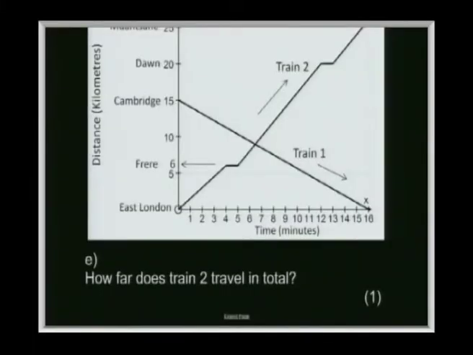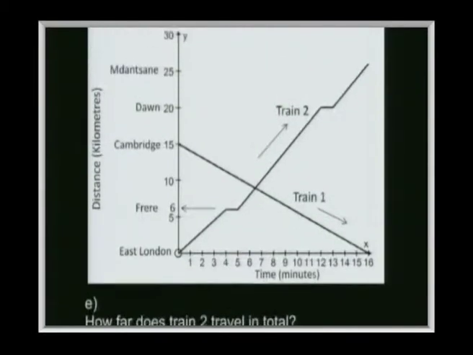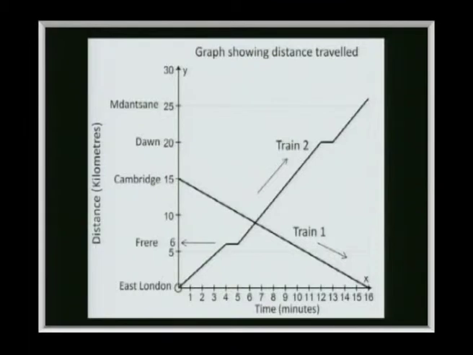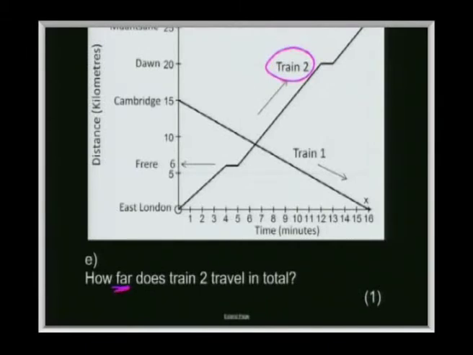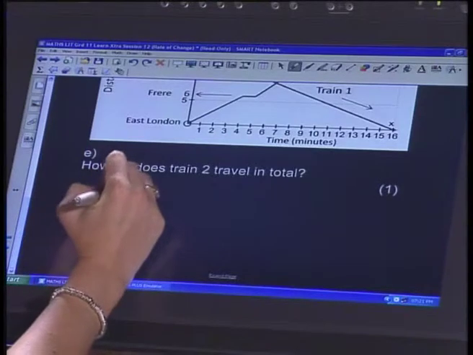How far does train 2 travel in total? Well, this is another easy one to read off the graph, and make sure you're looking at the right line, and it says how far does train 2 travel in total, and by saying how far, I'm sure that they are asking for a distance.